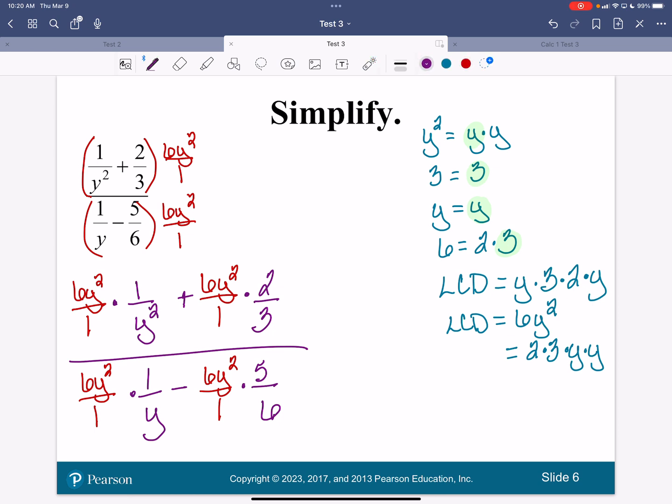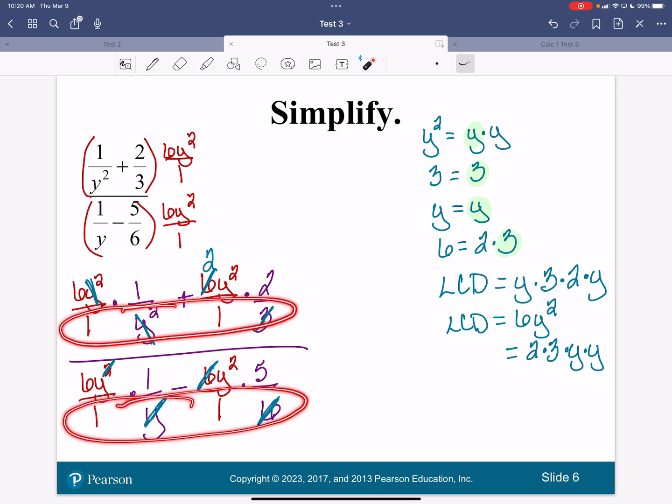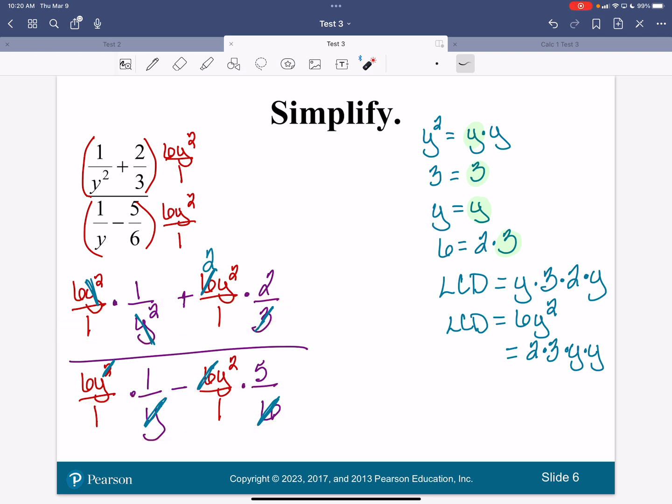But look what happens. I've got y squared here, and I've got y squared here, so they cancel out. Here I've got a 3. 3 goes into 6 how many times? 2. So I'm going to have a 2 right there. Here I've got a y, so y squared is going to get simplified down to y. And then I've got 6 and 6. What has been eliminated? Everything that's in what?